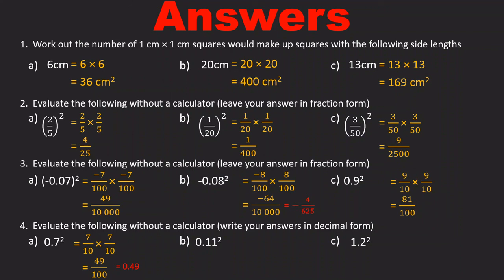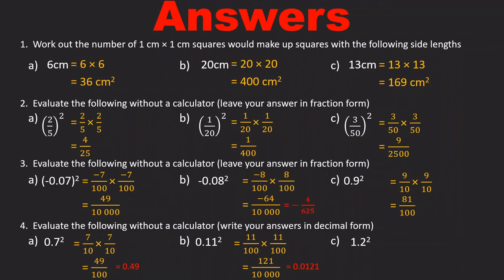Question B, that's 11/100. So 11 over 100 times 11 over 100. We know 11 times 11 is 121, and 100 times 100 is 10,000. As a decimal, we would write that as 121 ten-thousandths. That's 0.0121, where that last 1 is in the ten-thousandths position.